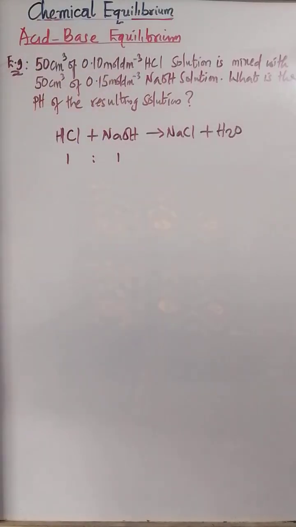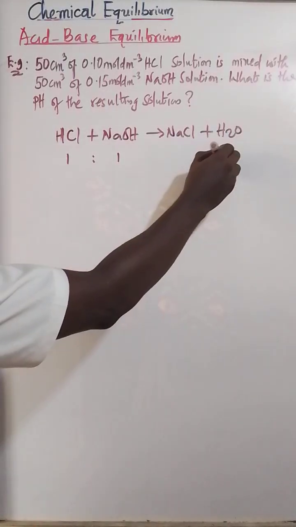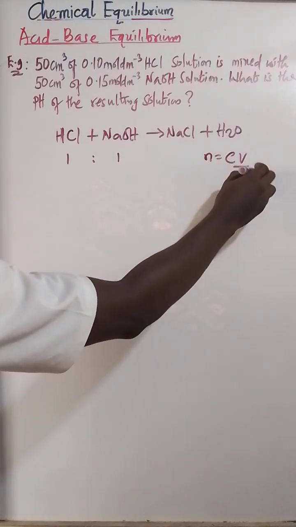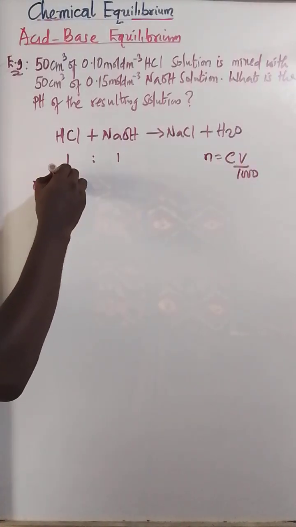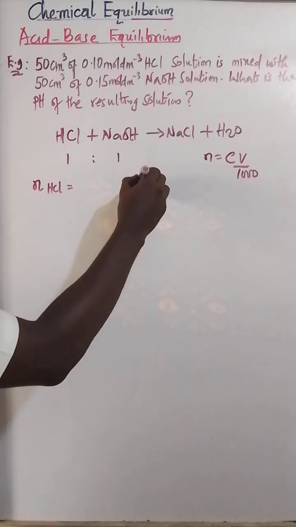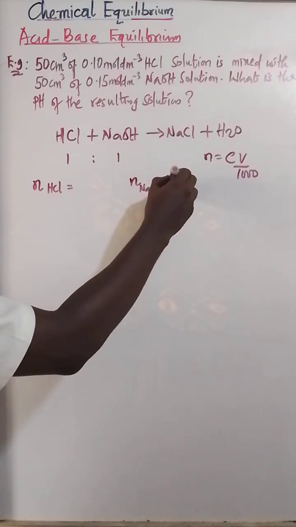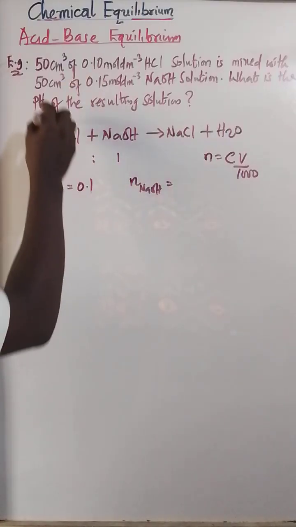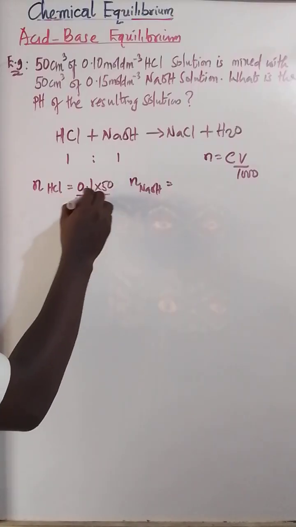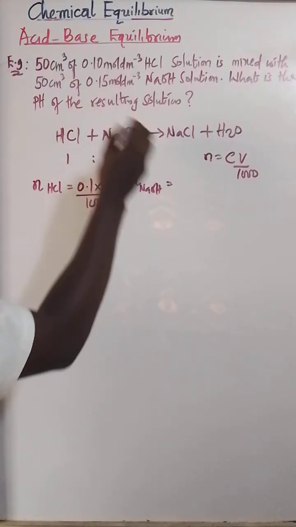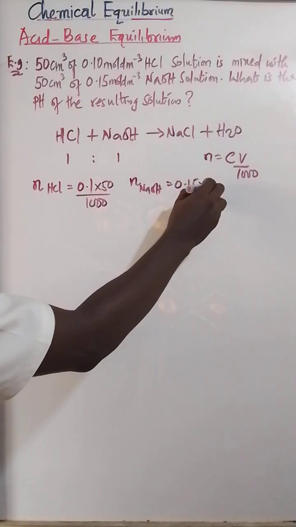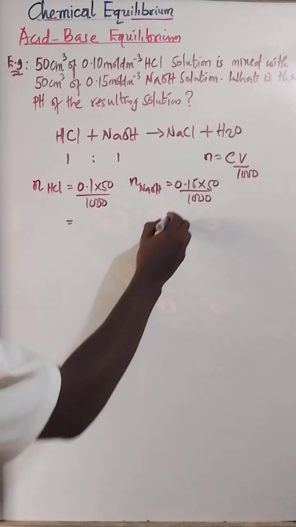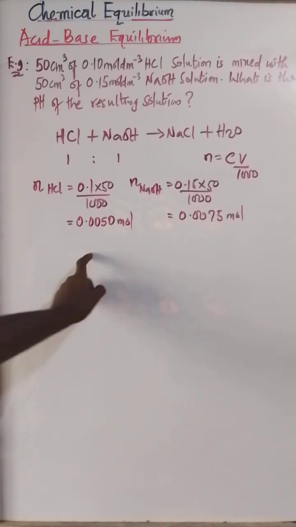So this is concentration, not mole. I recall that mole is concentration times volume, but the volume must be in dm³. If it's in cm³, you divide it by 1000. So we can look for the number of moles of the acid, HCl, and the number of moles of the base, NaOH. For HCl, the concentration is 0.1, the volume is 50, that's times 50 over 1000. While this one is 0.15, the volume is also 50 over 1000. By doing this, we get the number of moles of the base and the acid to be this.